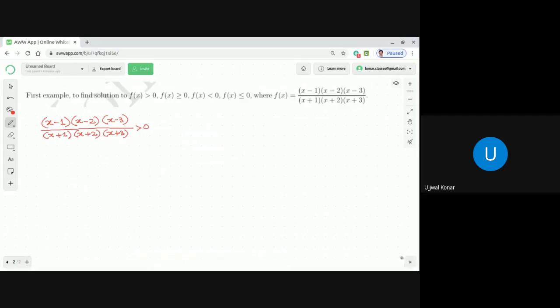Correct, dear students? I hope all of you are able to view the screen properly, just confirming once.